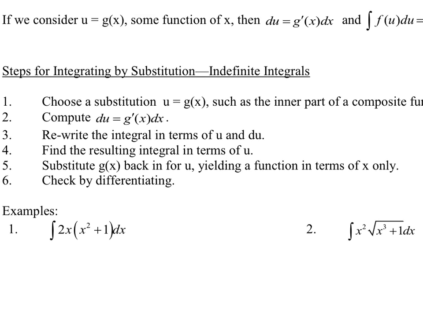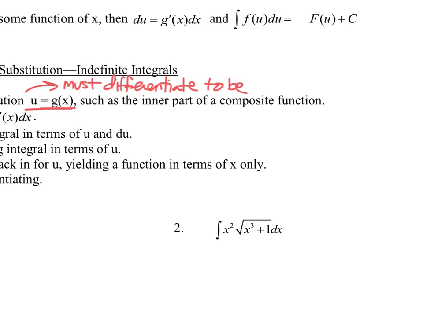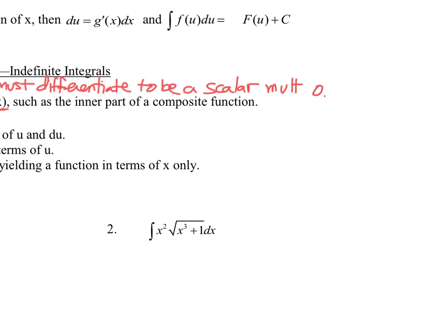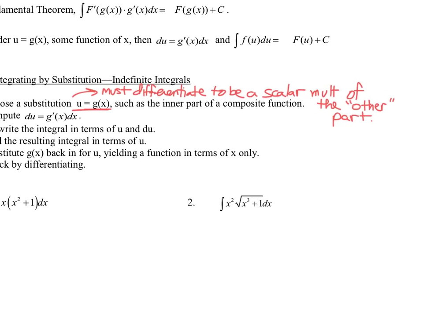All right, so choose a u such as the inner part of a composite function, but it must differentiate to be a scalar multiple of the other part. So the question would be, well, what do you mean by the other part? So the answer to that would be, well, the part that you didn't choose.